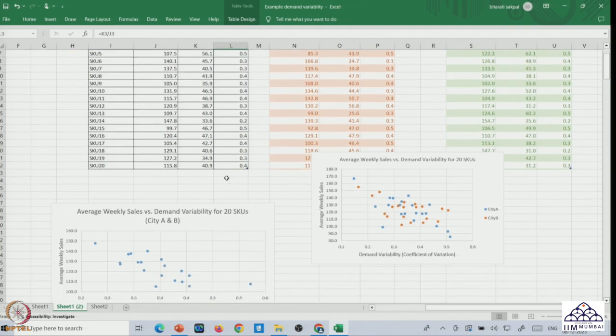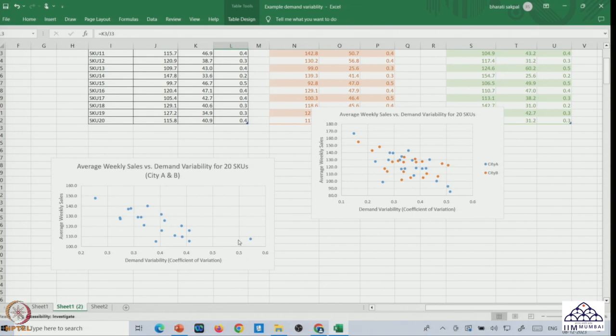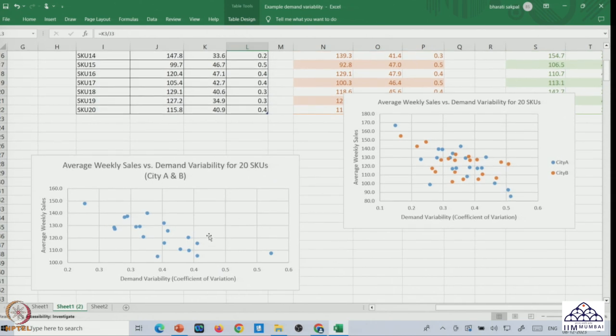Now once we have this information, we have plotted them over here just like previously, as you can see from this graph, that the demand variability is again captured on the x-axis, and the average weekly sales is captured on the y-axis, and the joint demand variability for both city A and city B and for the 20 SKUs are shown over here. So we can see from here that the x-axis is trying to show us those SKUs which have very low demand variability or very low COVs, but they have high weekly sales. Correspondingly, there is a case which is talking about particularly this blue dot, if you can see, it can be inferred very easily that the coefficient of variation is very high for this SKU, but the average weekly sales is one of the lowest for this SKU.